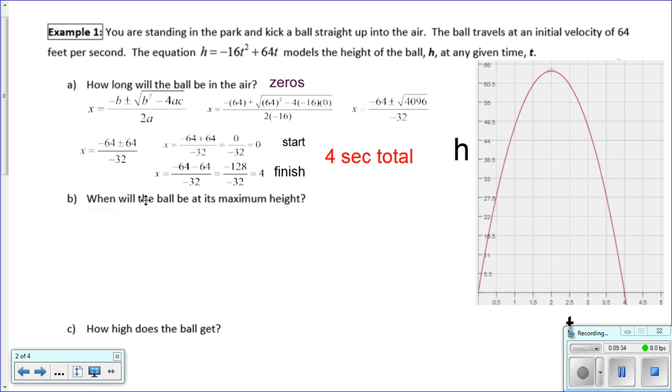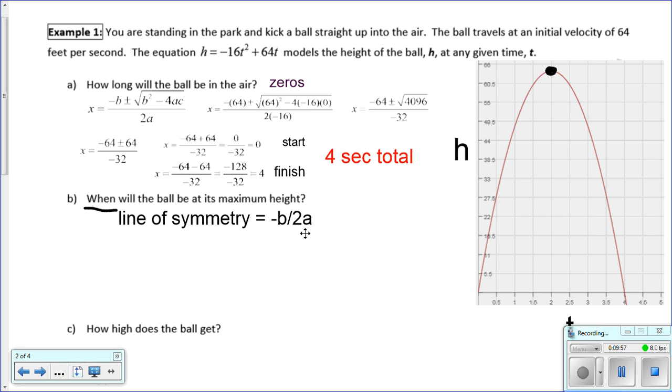Okay? When will the ball be at its maximum height? So that's right here. That's the maximum height. We are looking for the x value, because it's asking when. So we're looking for the x value, which we can tell is 2. But here's how you do it algebraically. We go for the line of symmetry, because that's what the maximum height is going through.